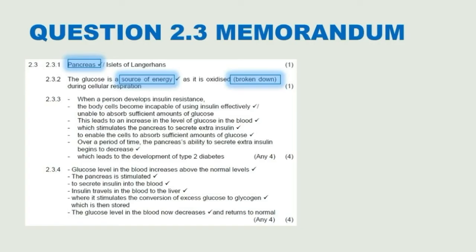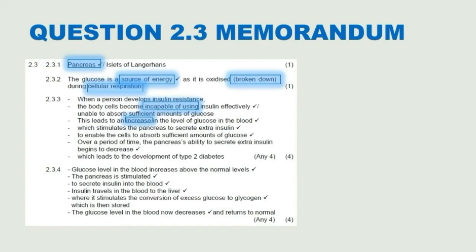Then question 2.3.3, they asked us, how does it work when someone is insulin resistant? Do you see that you don't get a mark for that, because they have mentioned that in the question: the body cells become incapable of using insulin. So they cannot use it effectively. So they are unable to absorb glucose.